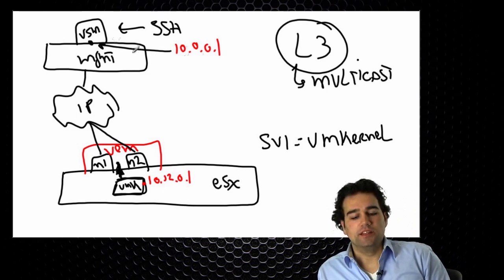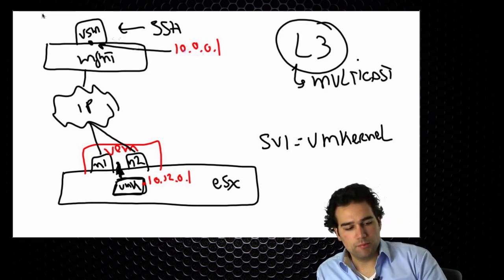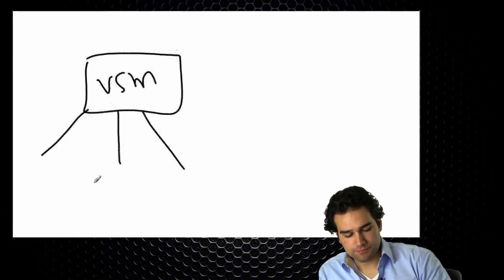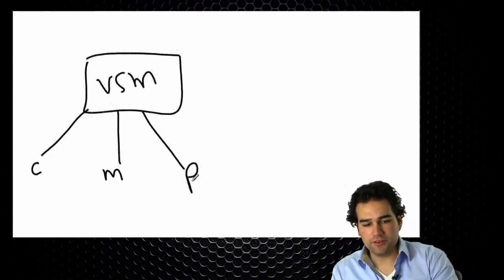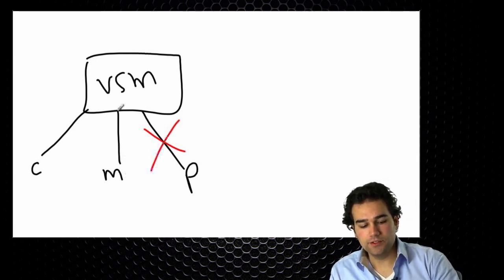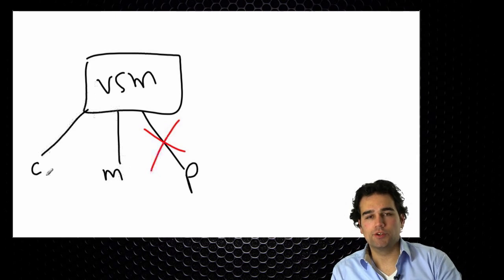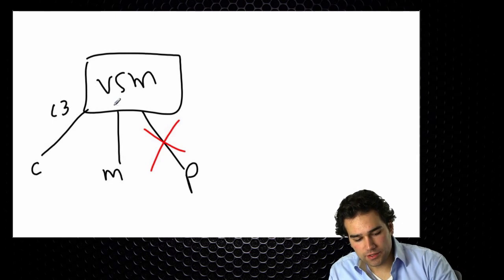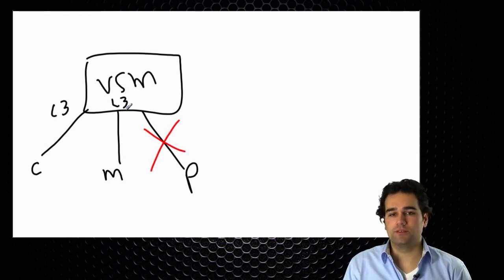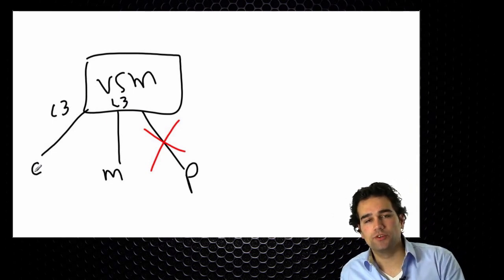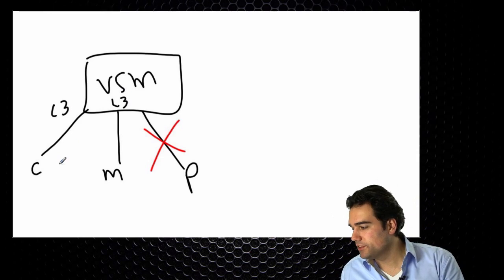This IP connectivity can be configured on two interfaces. Remember, the VSM virtual machine has three interfaces: control, management, and packet. If I use layer 3, I no longer use the packet interface. I still use the management interface, and I can use the control interface to do my layer 3 stuff on. Or I can use the management port to do layer 3 stuff on. But of course, the best practice here is to use that control interface to run the IP connectivity.